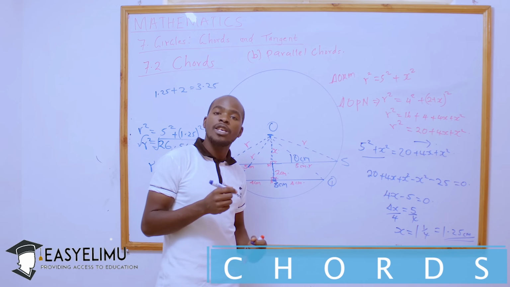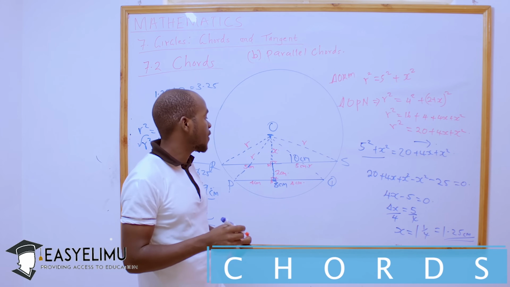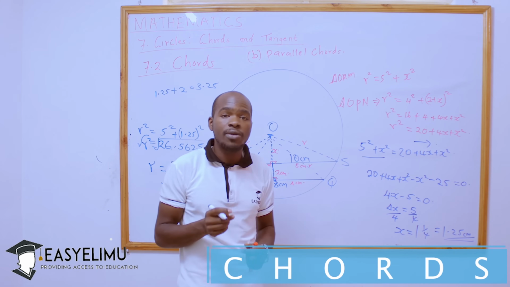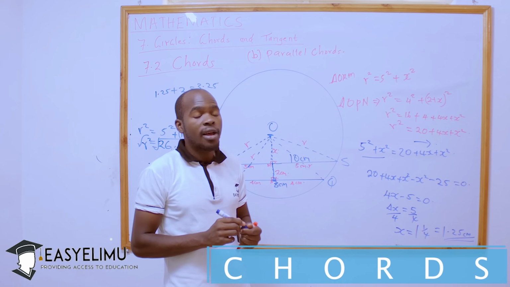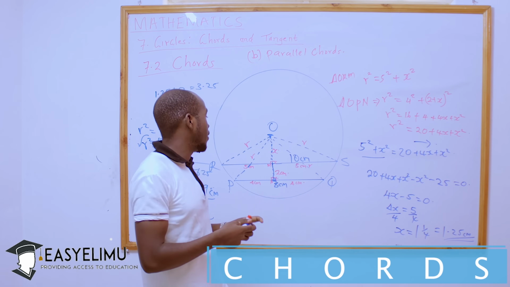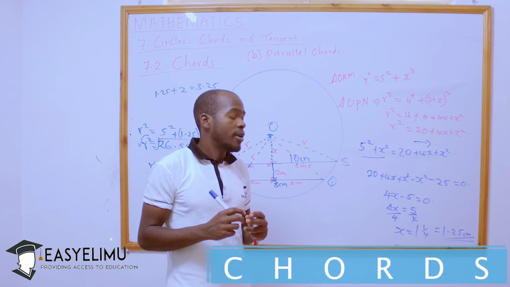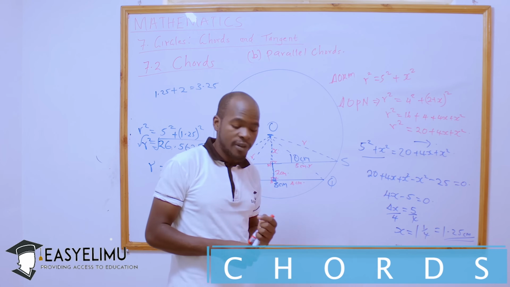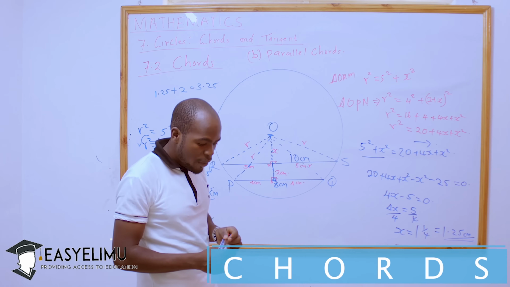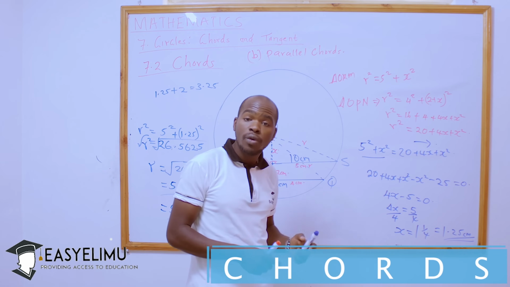If the two parallel chords of 10 centimeters and 8 centimeters are separated by a 2 centimeter distance, we shall have the radius of that circle be 5.15 centimeters. So let's see how we can find equal chords.